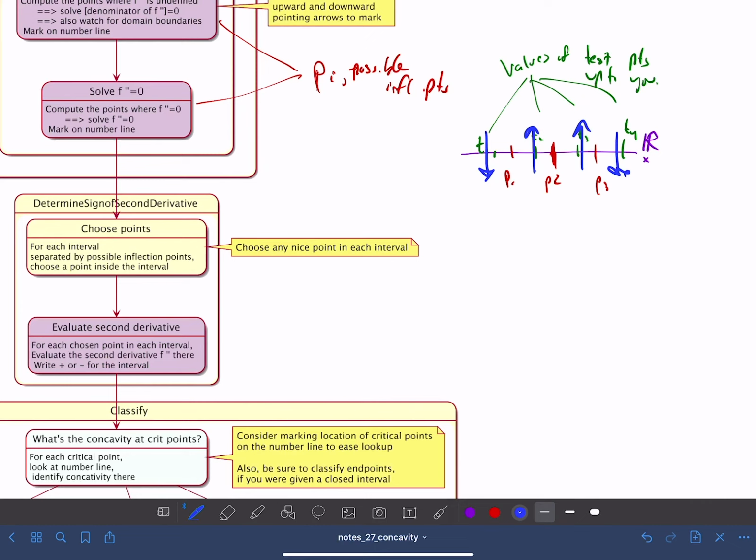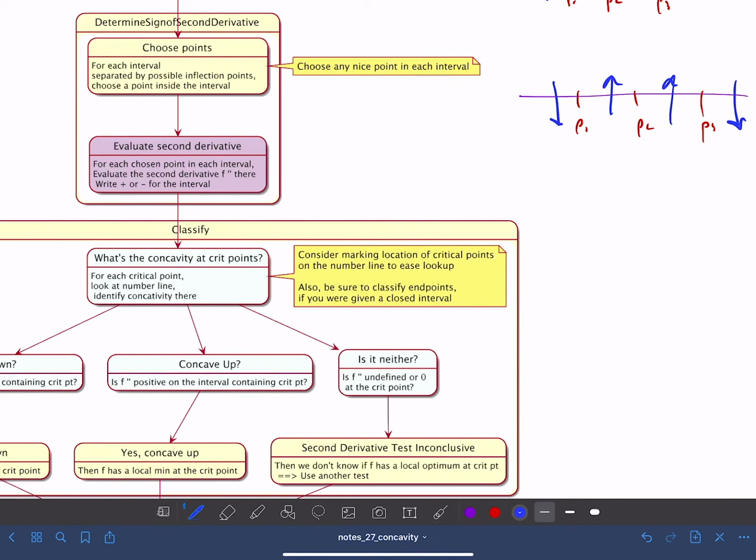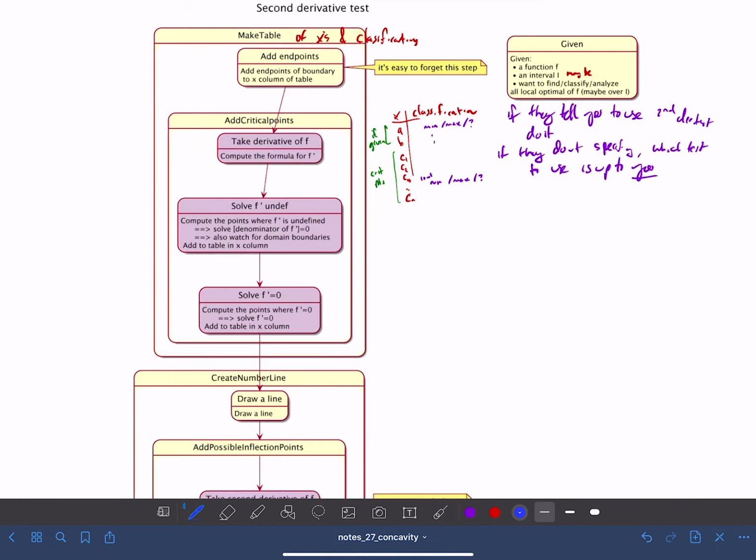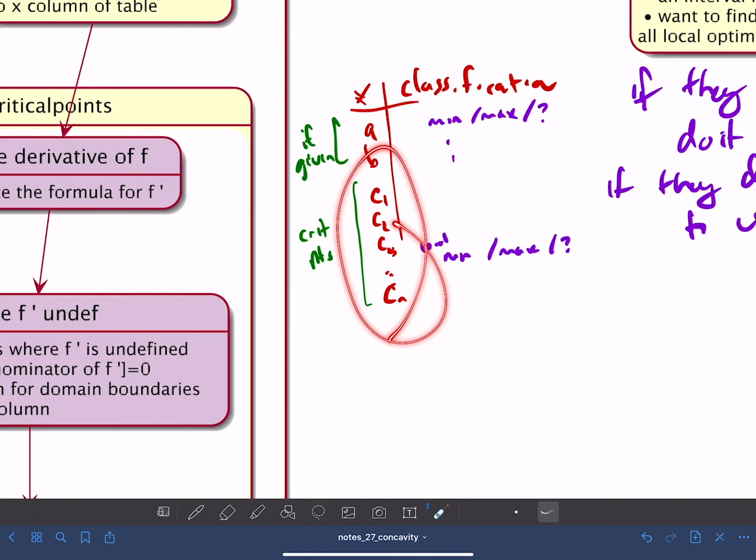I usually may or may not actually add my test points to this, because I feel like my number line is a bit cluttered. What I really want is kind of this, with my P1, my P2, my P3, and just down, up, up, down. That's all I want because this is my classification tool. Because the next thing we're going to do is ask, what's the concavity of the critical points? For each critical point and boundary point as well, we're going to grab these from the table. I've got these in my table.